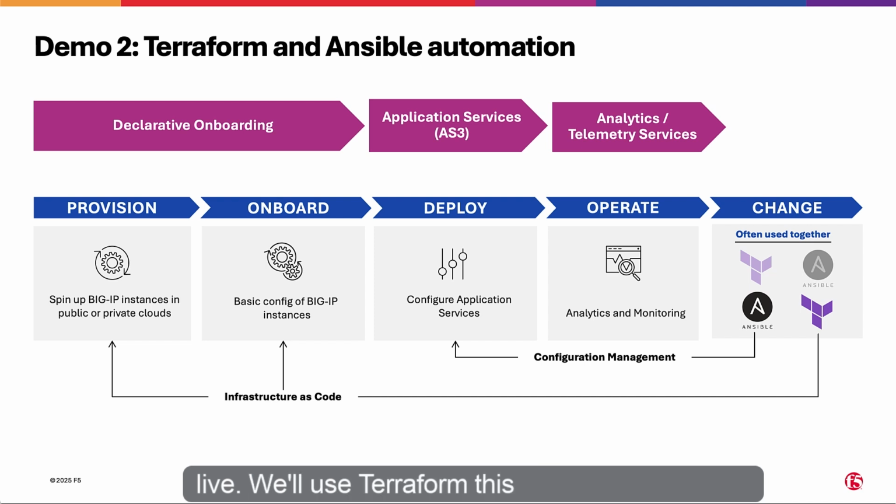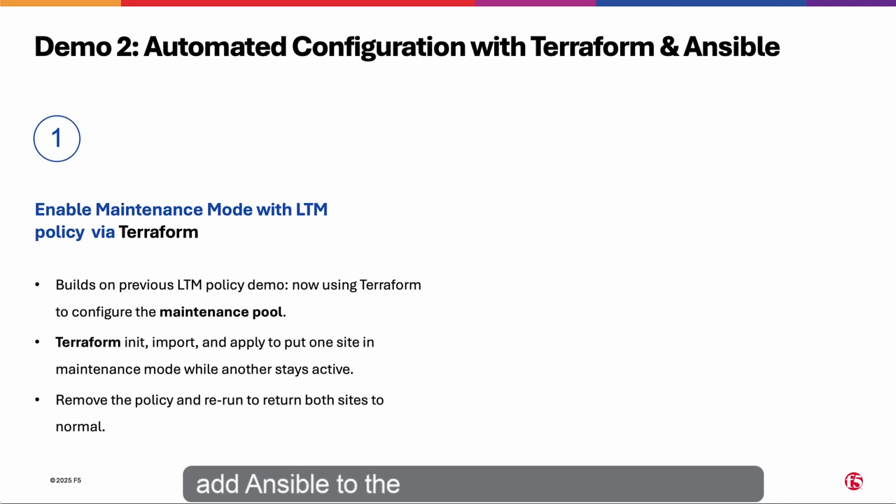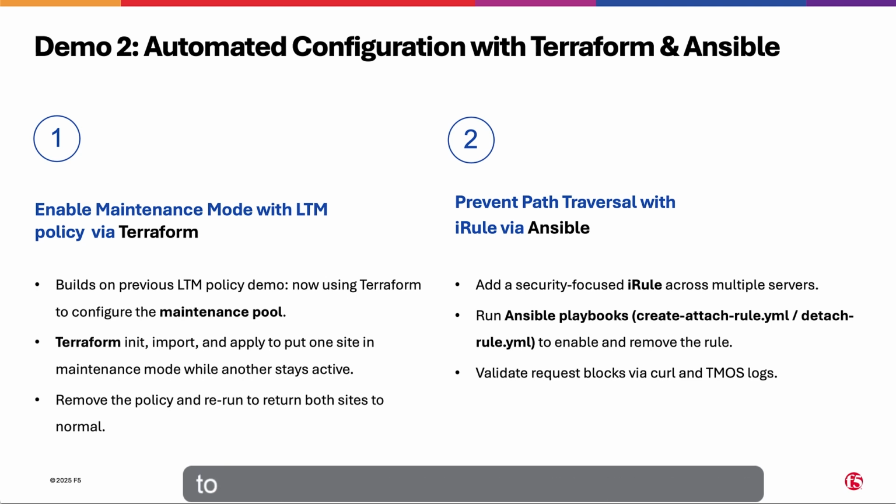We'll use Terraform this time to configure the LTM policy for maintenance, and we'll also add Ansible to the workflow to configure an iRule to prevent path traversal attacks. This shows how either tool can be used for automation tasks based on customer preference, or both can be used together if desired.